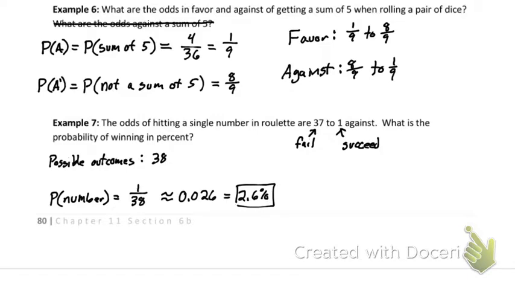So the quiz on Monday. A bunch of you are going to do 1 divided by 37. Remember, this is your failures to success. So our total possible outcomes are actually 38.